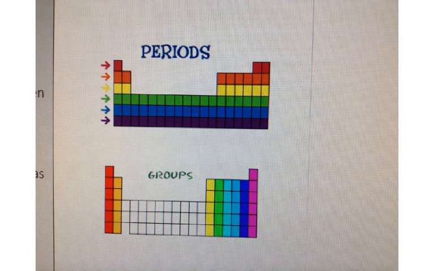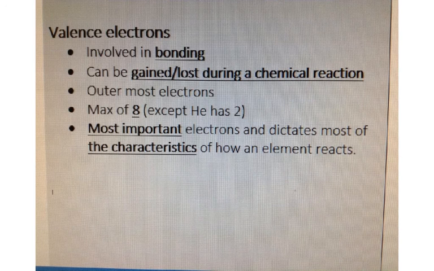All right, so here's just a pictorial of periods. So periods are, once again, rows. Groups or families are columns. And some of these groups or families actually have special names, which we will be learning about in another video. All right, so let's focus on these valence electrons and why they are so important.